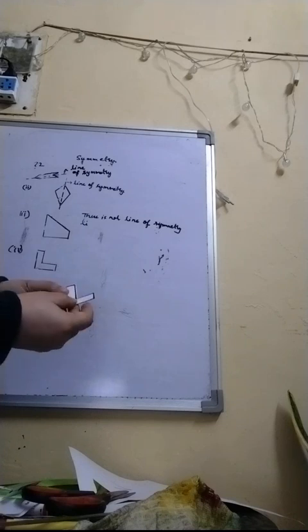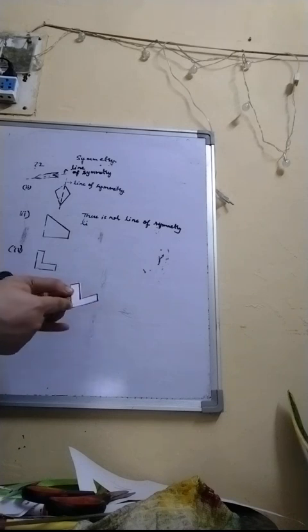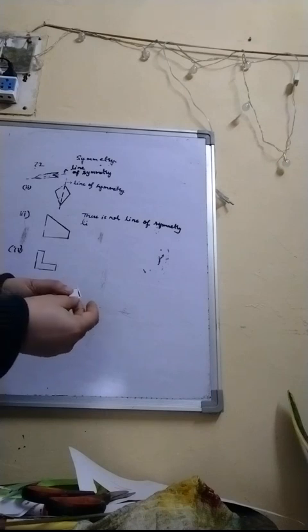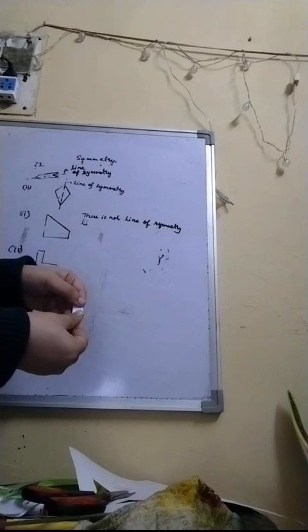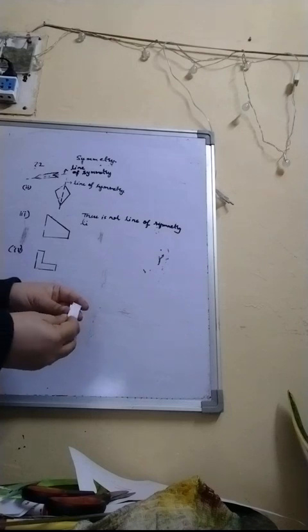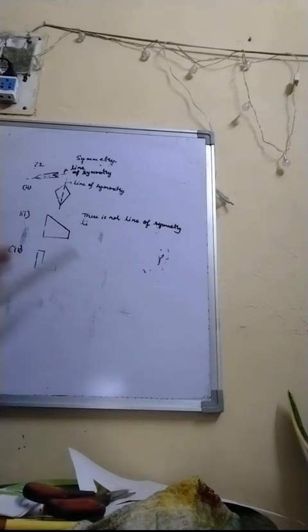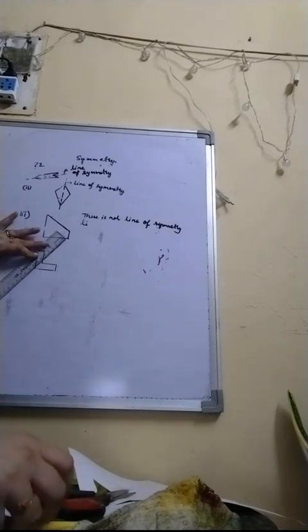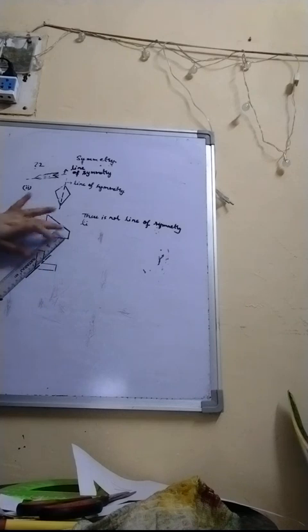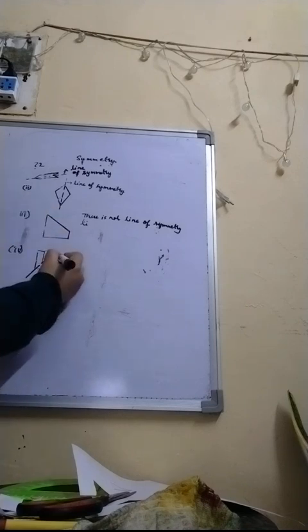Now when you fold it along the corner of the L, then you would see that there is totally an overlapping of the two legs of the L. So what is the line of symmetry? Line of symmetry is the corner of the L. So this is the line of symmetry.